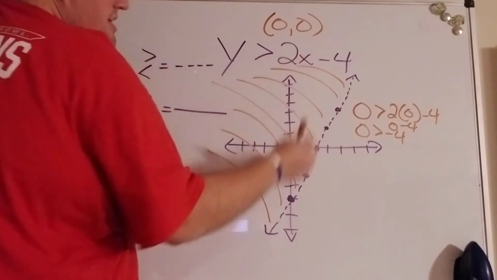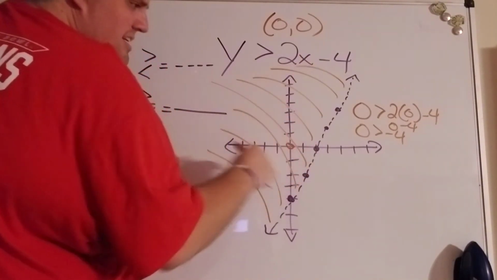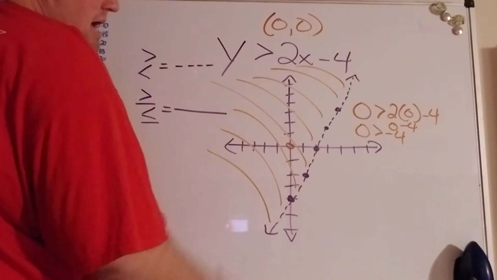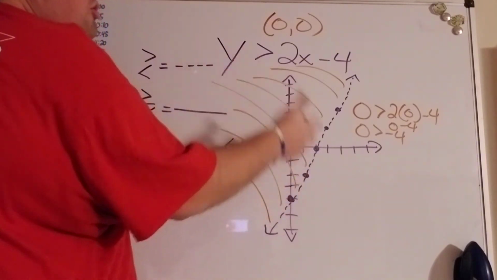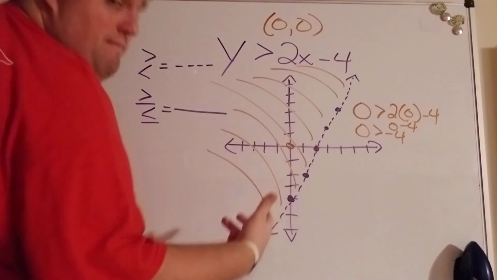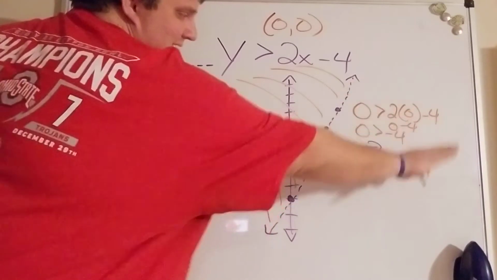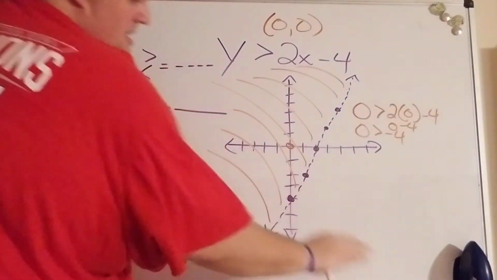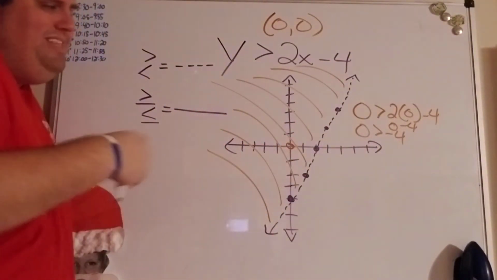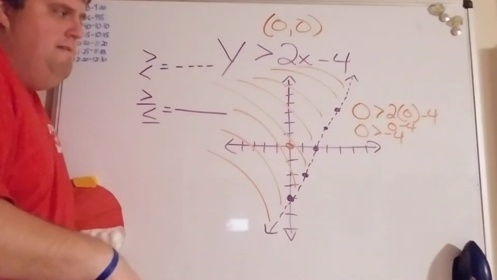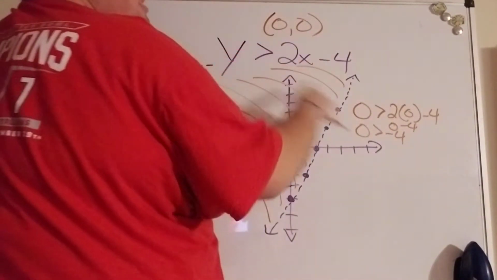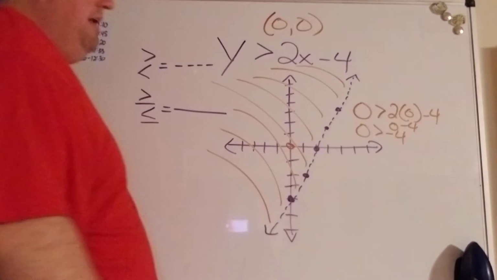Now the reason I'm shading this side is because that's where the point 0, 0 is. I'm going to shade the point that was true. If it would have been false, I would have shaded that side of the line because that point 0, 0 would not have fit in my solution set. But as you can see, if I plugged in 0, 0, I got a true statement. 0 is greater than negative 4.